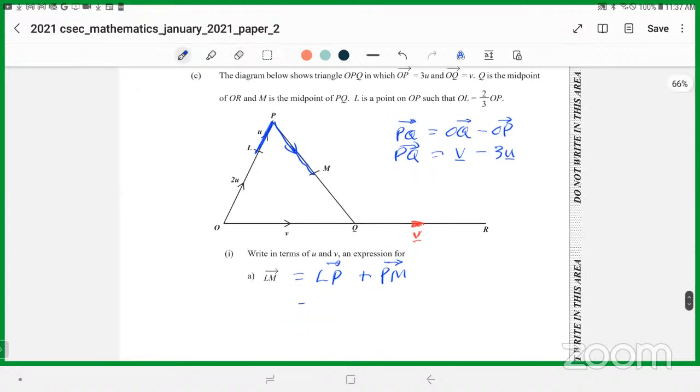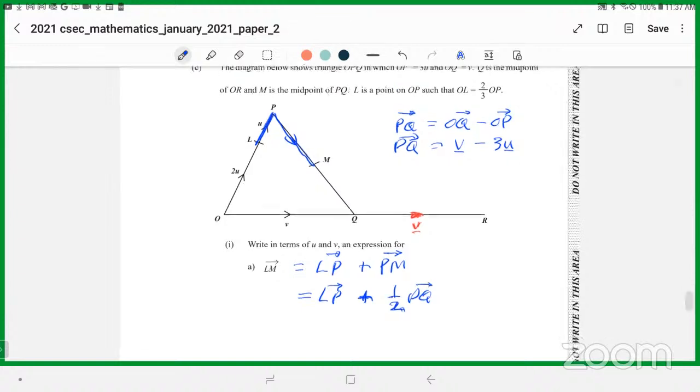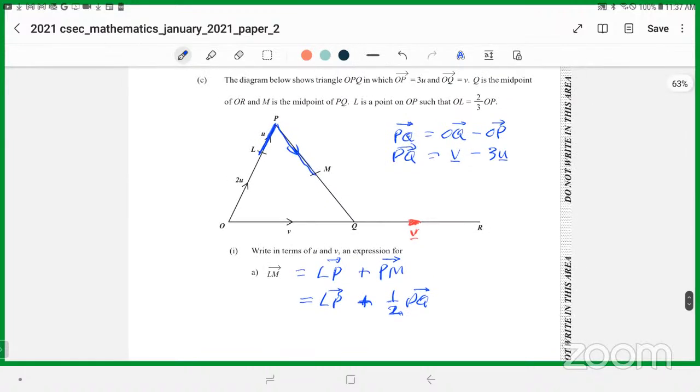So this becomes LP plus, and PM now is half of PQ. Right? And so now, based on the diagram, LP is just U. This is just U right here. And then I'm doing half of PQ. So I'm doing half of this thing, so I'm doing half of the V, which is half V.